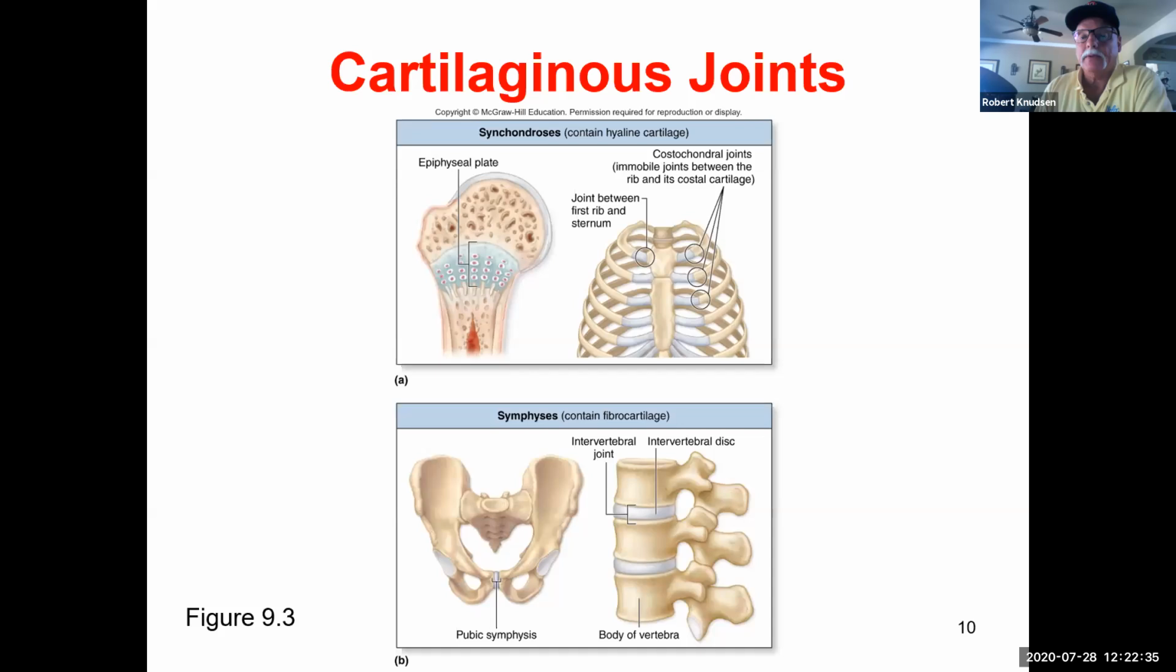Here's where you find them. Now, this is hyaline cartilage, and we call it costal cartilage because it's holding a rib, which is called a costal, to the sternum. See that? So that joint right there and that joint right there are called synchondrosis. Okay? And it is synarthritic. It doesn't move. Got it?